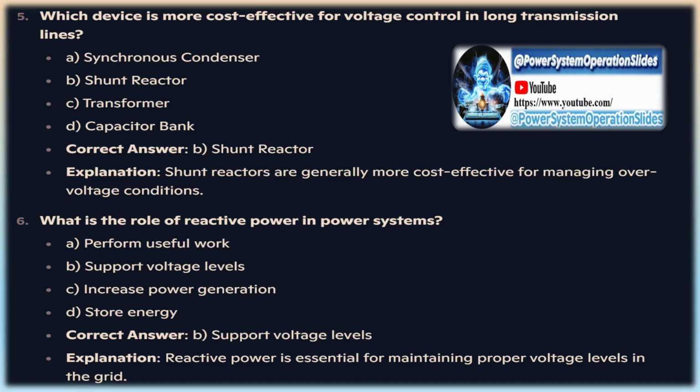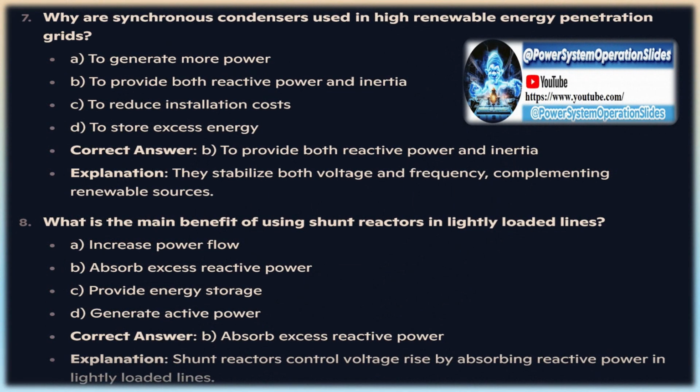By controlling and managing voltage levels, shunt reactors contribute significantly to the overall stability of the power system. Voltage stability is crucial for the reliable operation of the power grid. Proper voltage levels ensure that all electrical equipment operates within its design parameters, preventing damage and maintaining system reliability.